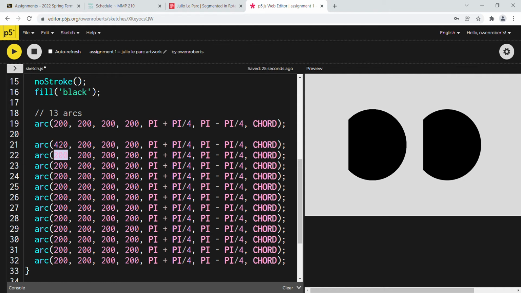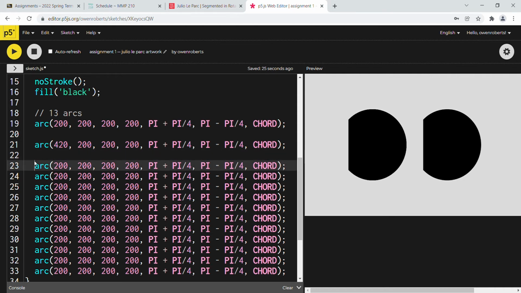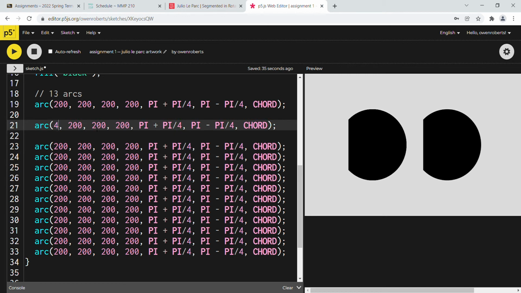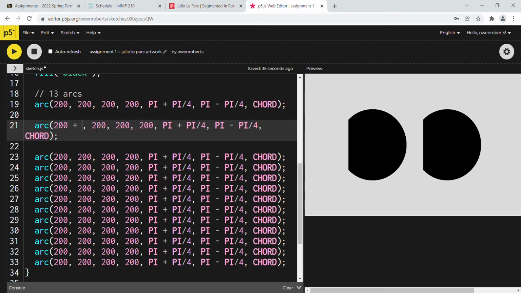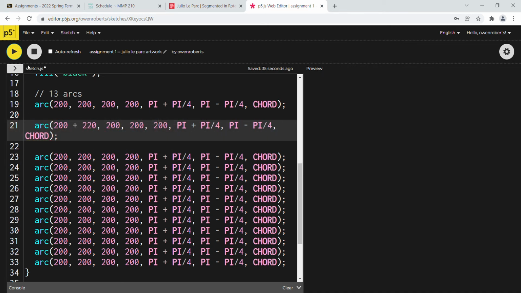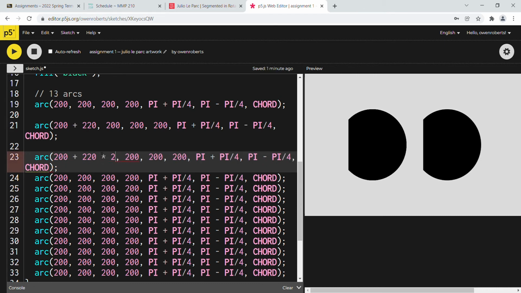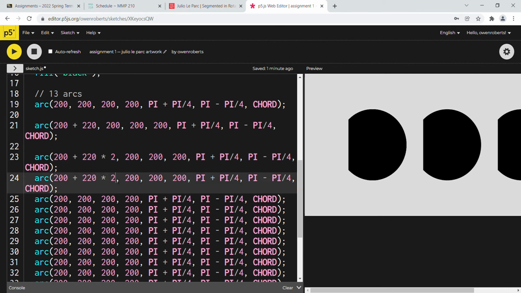So now basically what I have to do is either add 220 to each one, or I could just use multiplication. So 420 is also 200 plus 220. That's the same thing. And then if I want to take that and then multiply by 2, that'll get me the next one. Okay, and now I can just do this, and instead of having to do a bunch of adding, I can just add 1 each time.